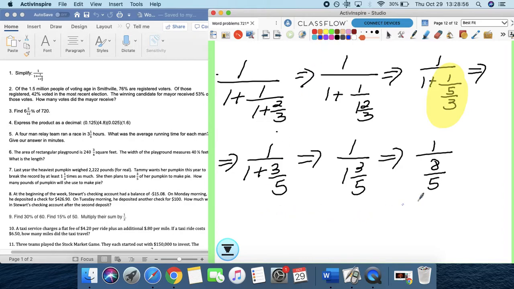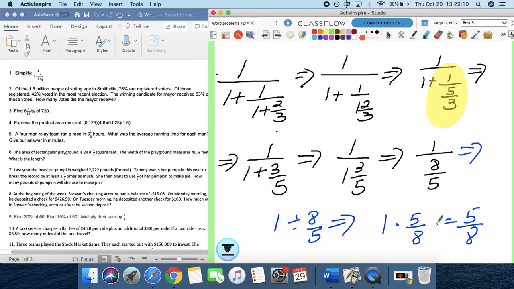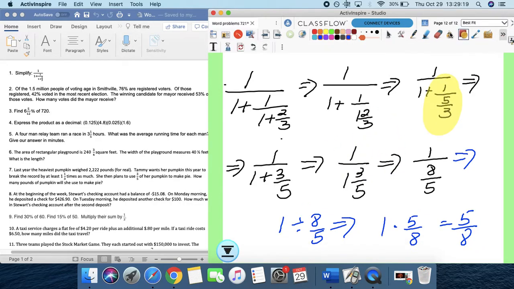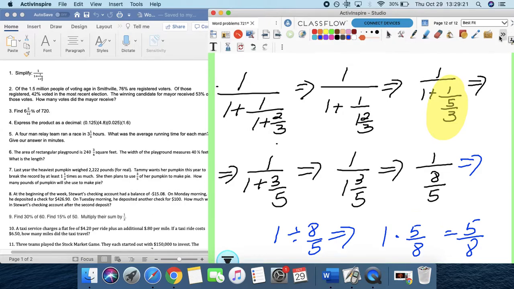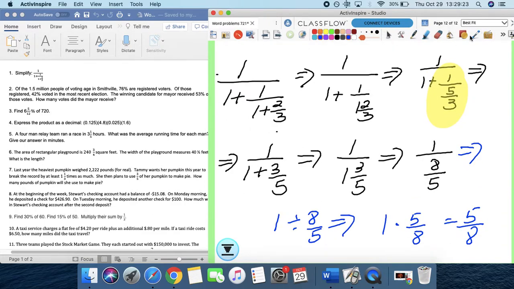And again, now we can finally write this horizontally, and that becomes like this, which we're going to rewrite as 1 times 5/8, right? Because division is the same thing as multiplying by the reciprocal. And final answer, 5/8. Okay, so again, you don't have to do it in however many steps we took here. I've been showing you step by step.